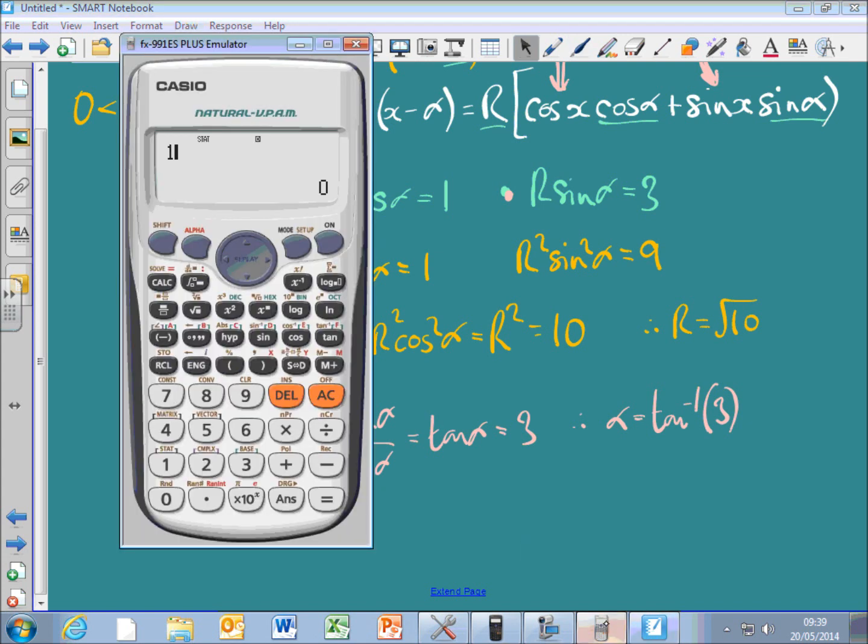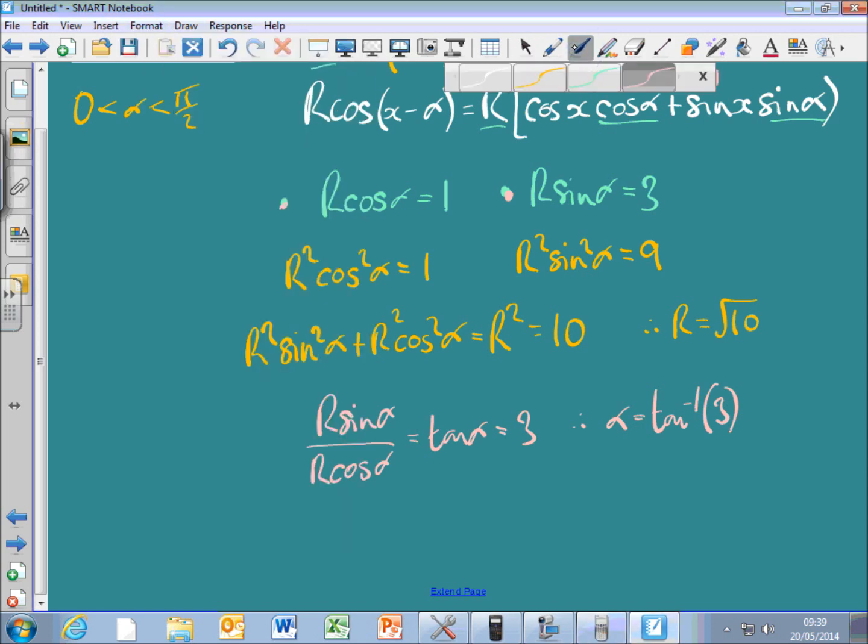Okay, and we're working in radians, so let's make sure I'm in radians. Okay, and it's going to be tan to the minus 1 of 3. And I get 1.249. So alpha is 1.249 to 3 decimal places. That's what we want. 1.249.